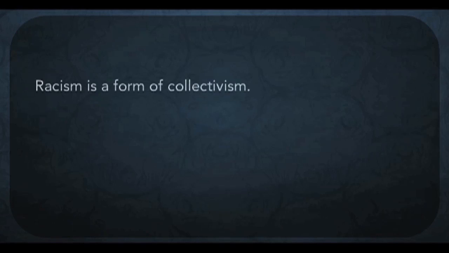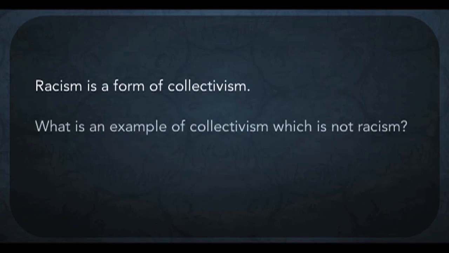Racism is a form of it. Collectivism is the broader term. Could you cite me an example of collectivism which is not racism? Political collectivism, such as... Well, what do you mean by political collectivism? Because racism has political implications. Well, communism, for instance. All right, communism would be a form of collectivism which is not racism. Why is it not racism?